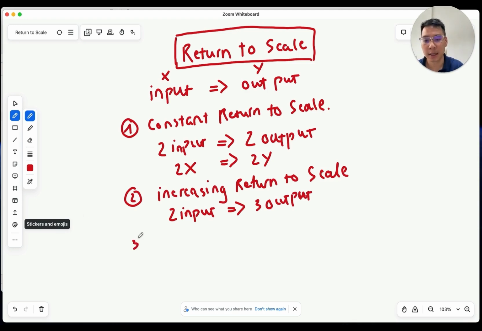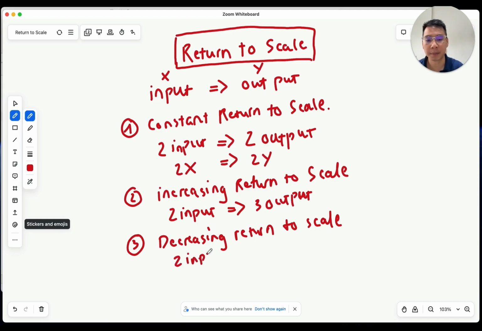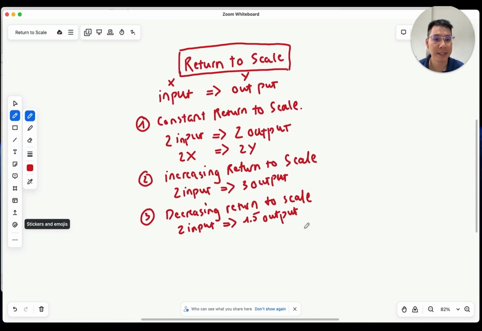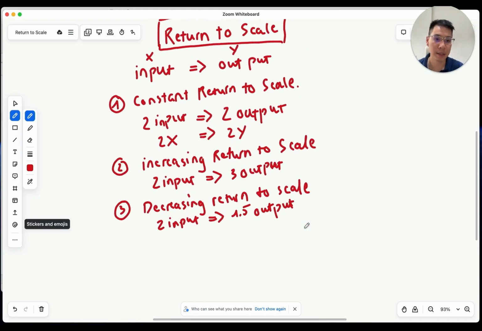And the last concept is called decreasing returns to scale. In this state, you double your input, however you only get less than double the output. I'm talking about something like 1.5 times the amount of output. So you're not getting the same rate of output to input or higher. If you 2X your input, you only get 1.5 output Y.